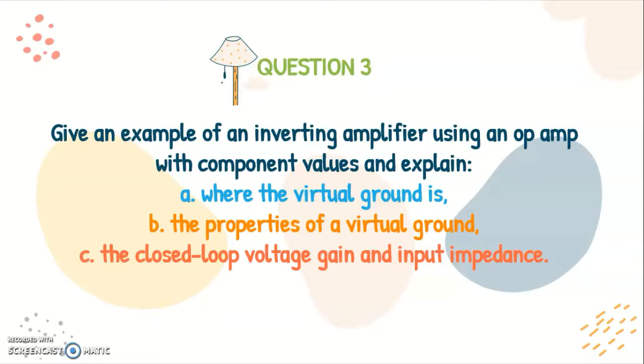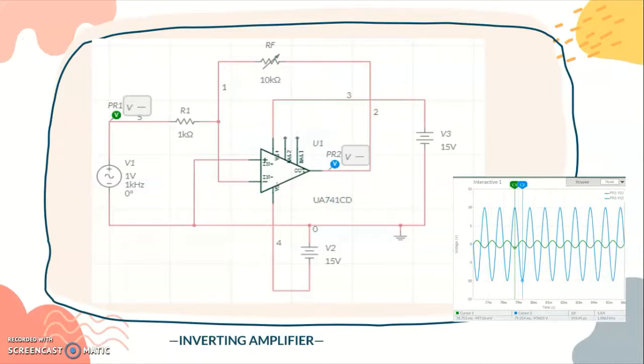Question 3. Give an example of an inverting amplifier using an operational amplifier with component values and explain: A. Where the virtual ground is. B. The properties of a virtual ground. C. The closed-loop voltage gain and input impedance. This is the circuit for the inverting amplifier.